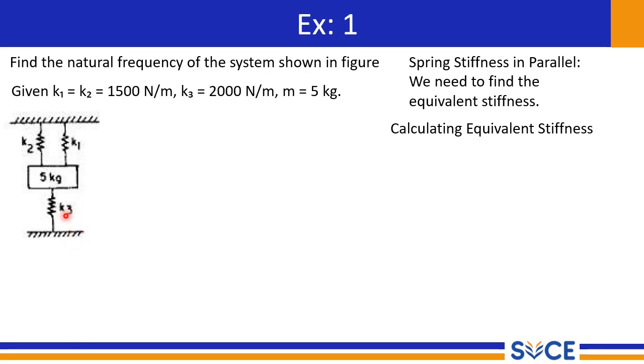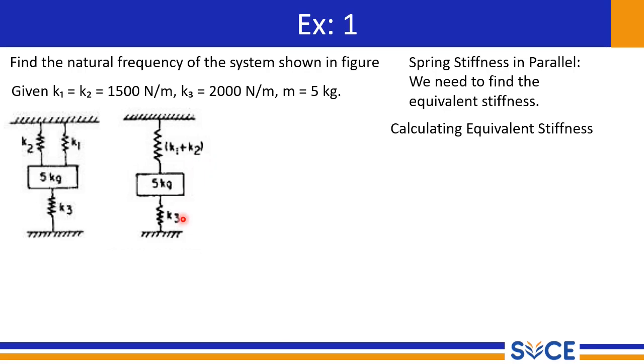To solve this, what we have to do? Very simple. We have to look at what we just studied in the previous slide. We have to find the equivalent spring stiffness. So first let me determine it for K1 and K2, which are in parallel. Then what is the meaning? It is simply the summation of K1 and K2. K1 is 1500 and K2 is 1500 newtons per meter. Summing it gives you 3000 newtons per meter.